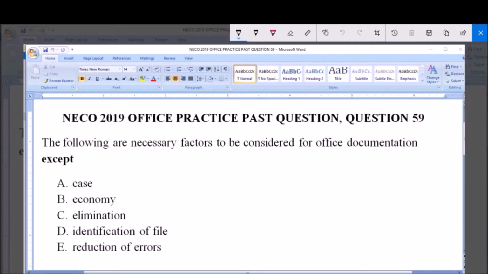I will be answering NECO 2019 Office Practice Past Question, question 59. The following are necessary factors to be considered for office documentation except A. Case, B. Economy, C. Elimination, D. Identification of file, and E. Reduction of errors. So, we have to pick an option which is not a factor considered for office documentation.